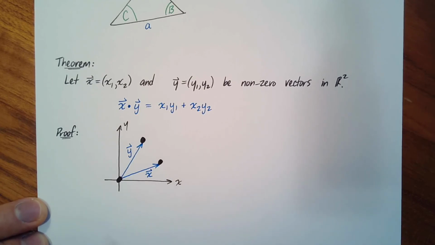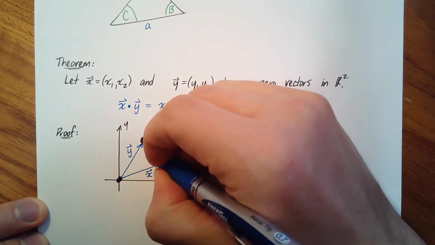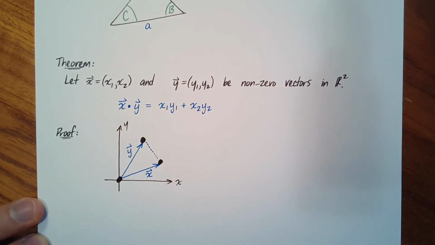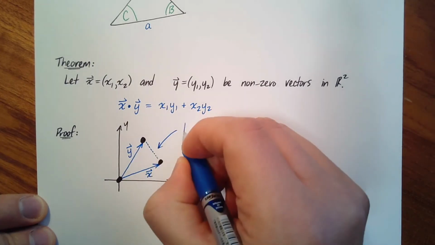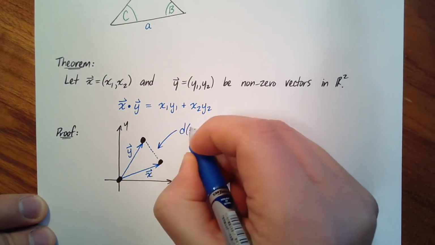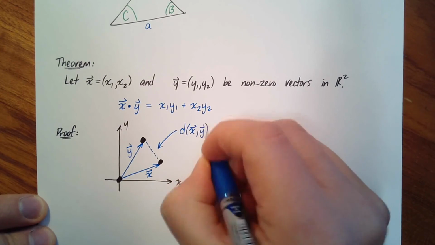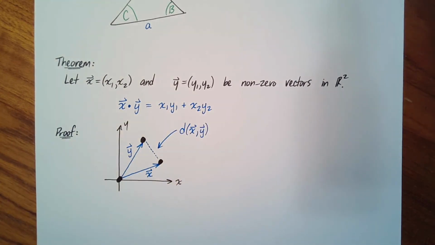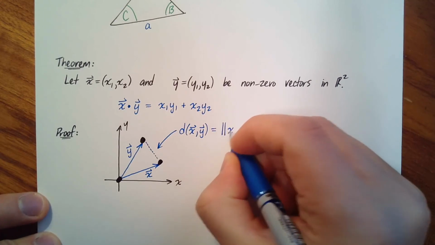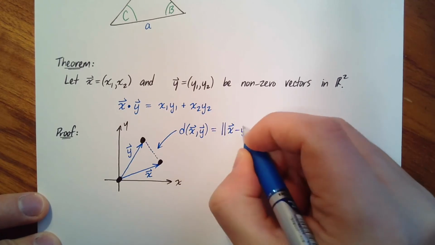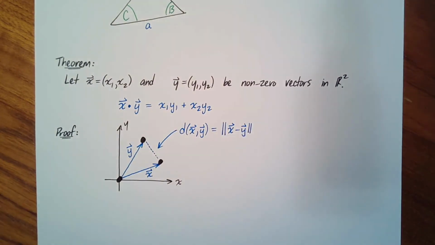And then what's this distance here? That's the distance between the vectors x and y, right? This is equal to d of x, y, which, remember, by definition, is the norm of their difference. In other words, subtract y from x and take the norm of the result, and that's what you get.